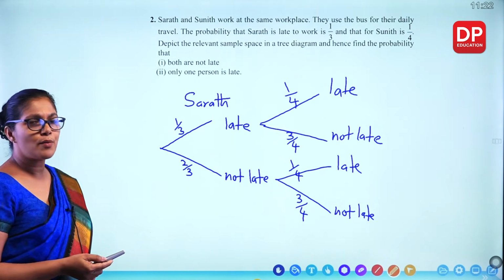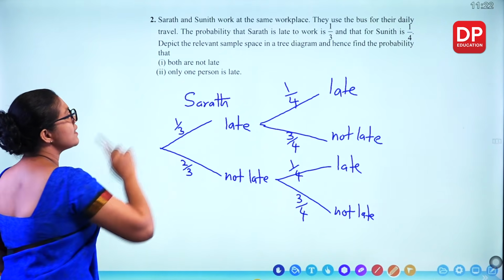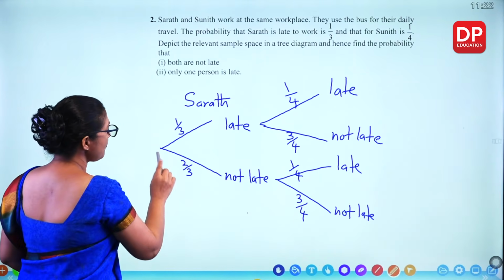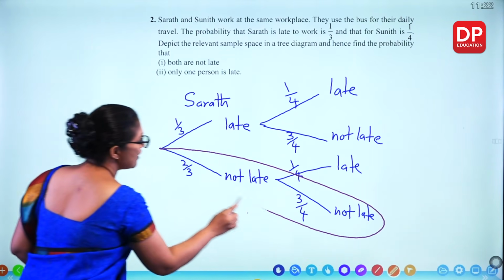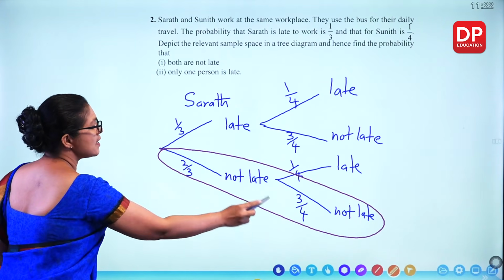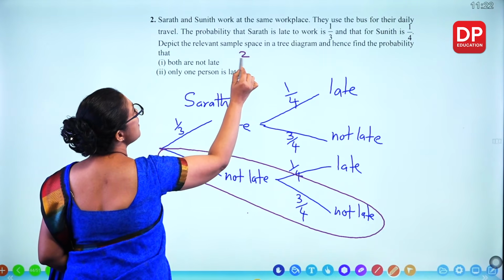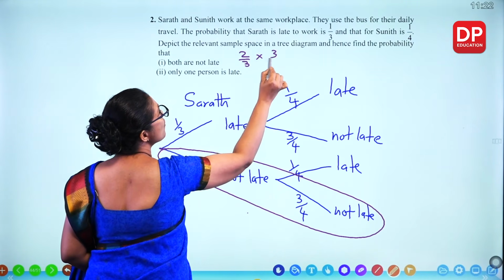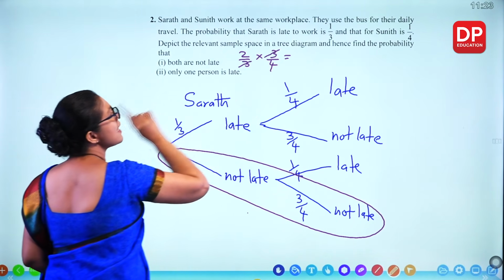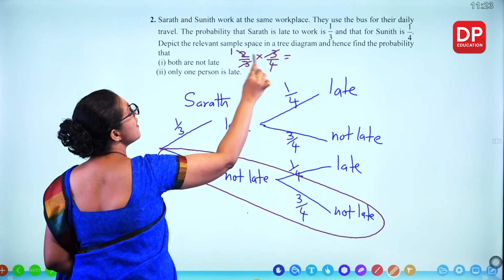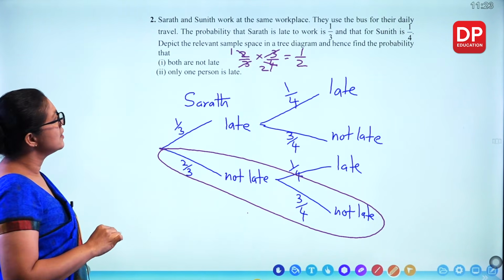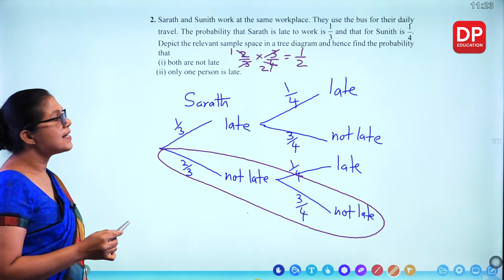Now we'll try to answer the questions. Both are not late. Both are not late means not late, not late. So this branch we have to take. So what is this branch? 2/3 and 3/4. So we can multiply 2/3 into 3/4. Can you see? When you multiply, these 3 get cancelled out. And this one you get 1 and 2. Final answer is half.